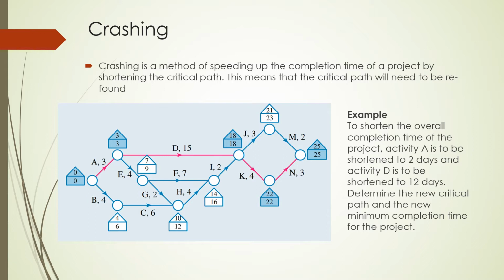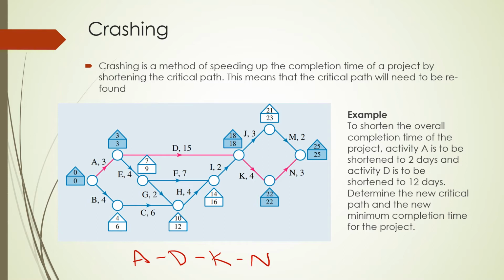So here we've got an example of a network. This has already been calculated. All the hard work has been done. The earliest starting times, latest starting times, as well as the overall completion time have been calculated, and the critical path has been identified. In this one, we can see that as it is now, the critical path is A to D to K to N. The values in those little houses there are the same. Therefore, that's what dictates our critical path.